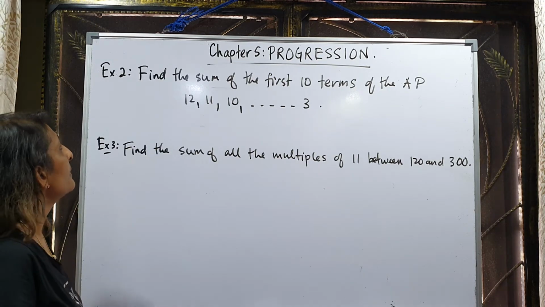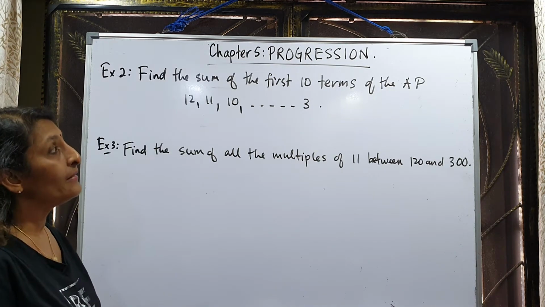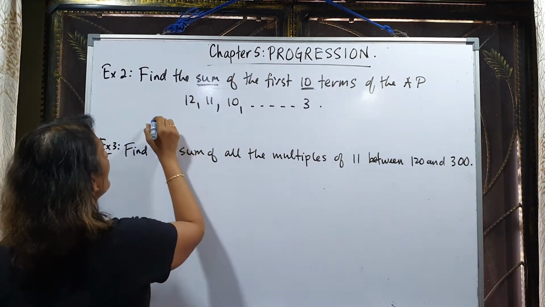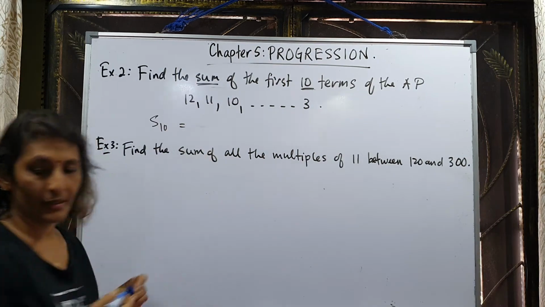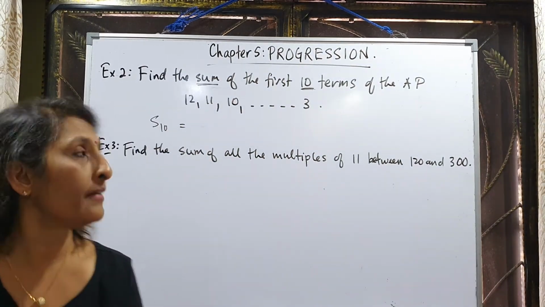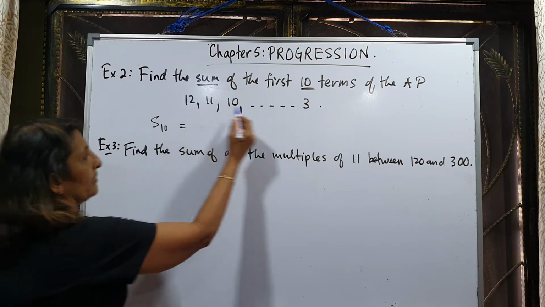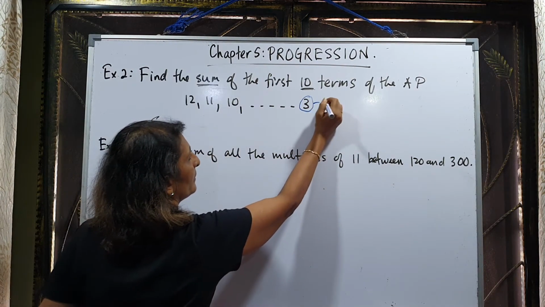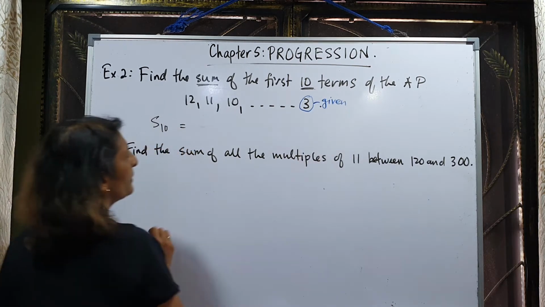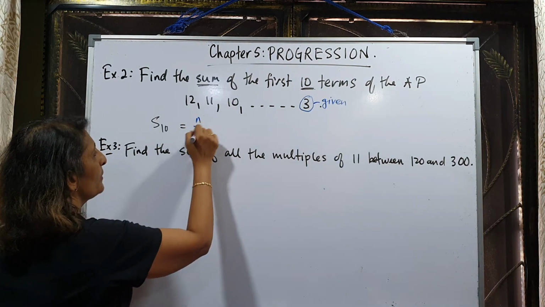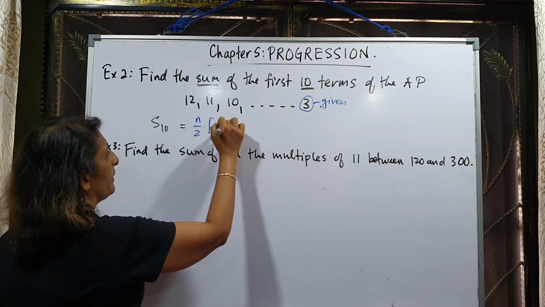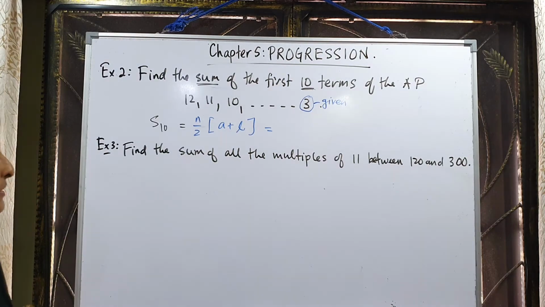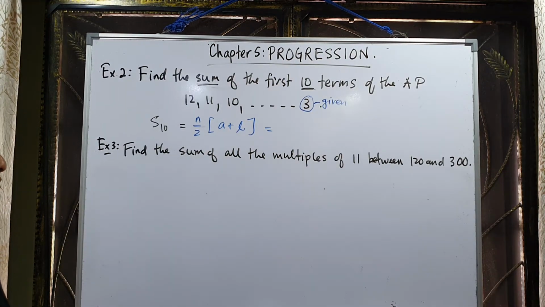Alright, example 2, find the sum of the first 10 terms. So you want to find the sum of the first 10 terms, which means S10, of the arithmetic progression given. If you notice here, the last term is given, right? When the last term is given, then we can use the formula n over 2 (a plus l). This is a shortcut formula. Only if the last term is given, you can use this formula. So you just need to put in the values now.